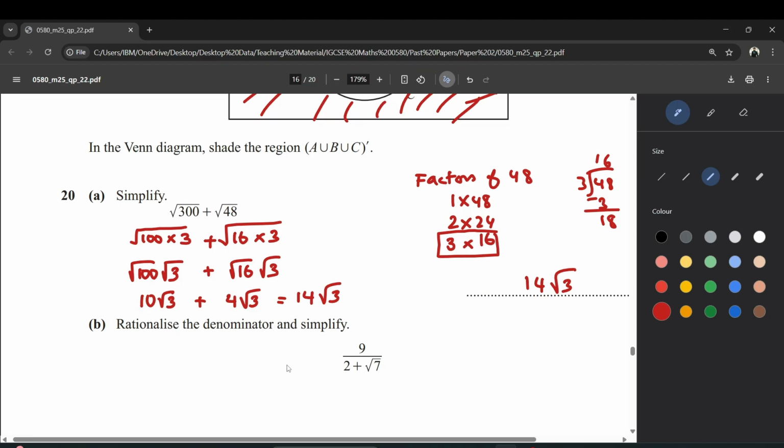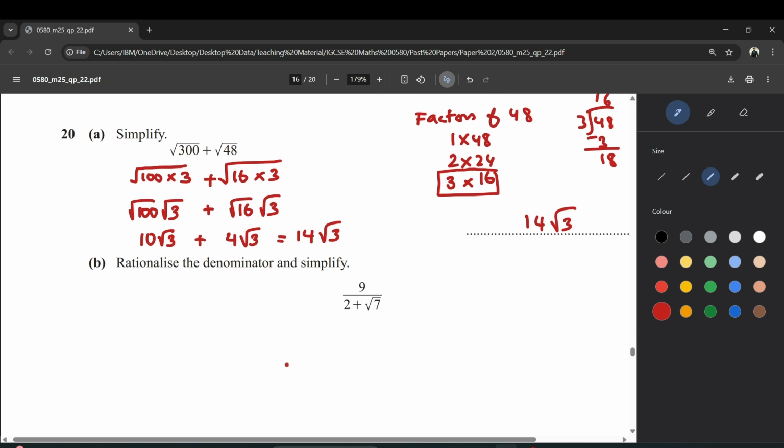Okay, the next one is rationalize the denominator and simplify. Okay, so rationalization basically means that you need to get rid of the square root from the denominator. So how do we do that? 9 over 2 plus root 7. So you multiply by 2 minus root 7, and as well as over here 2 minus root 7.